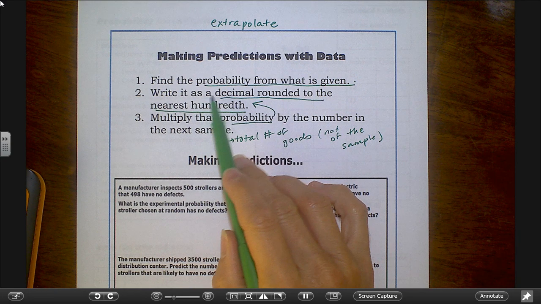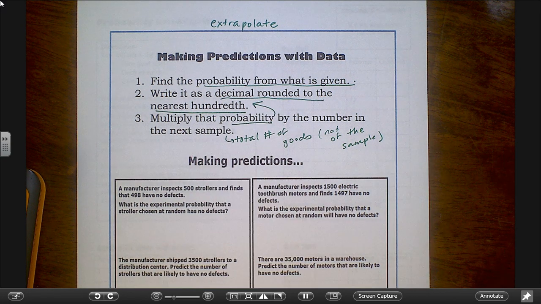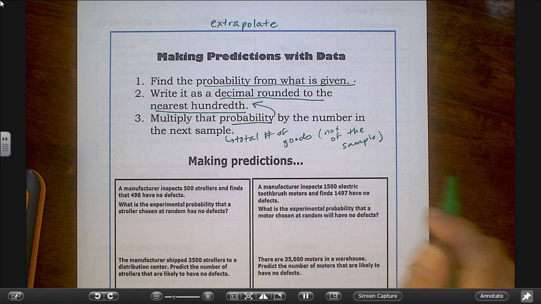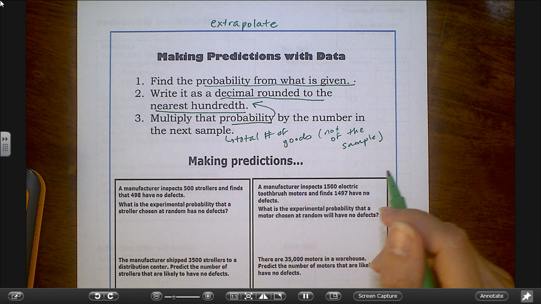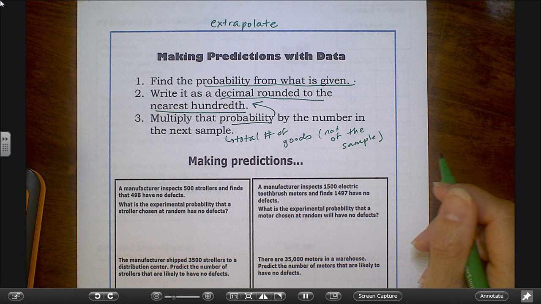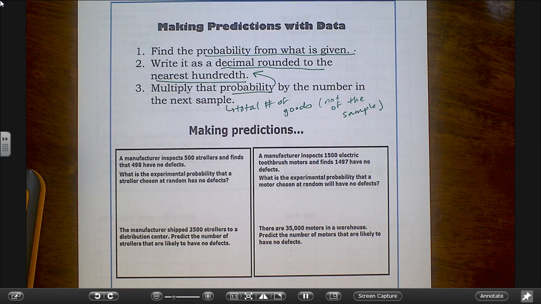But the reason why you write it as a decimal rounded to the nearest hundredth is because you do have to multiply it. So, I suppose you can do it as a fraction, but most people don't like multiplying fractions. But you definitely don't want to write it as a percentage, because you don't want to accidentally multiply 96 by something rather than 0.96. All right, let's do a couple of these.